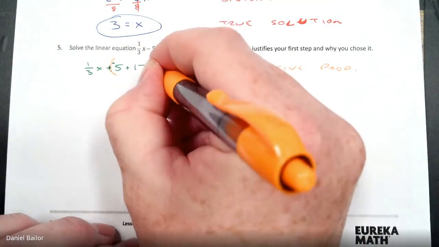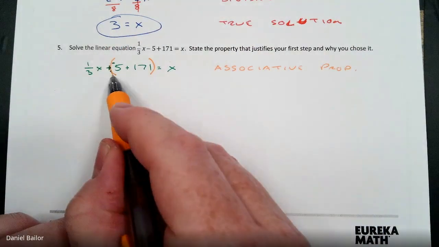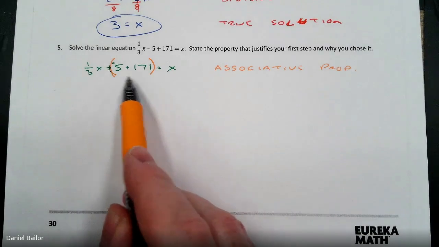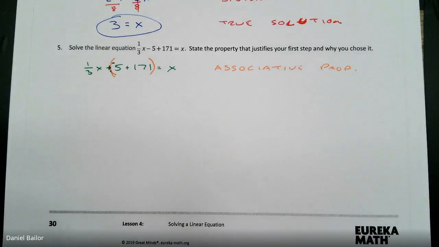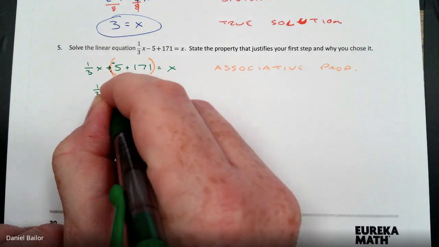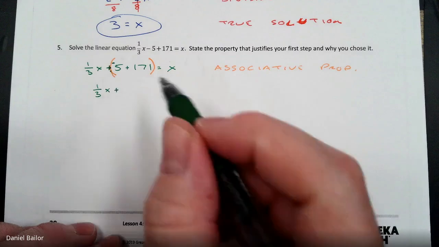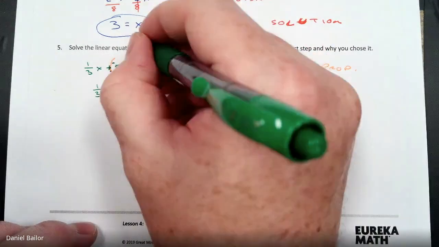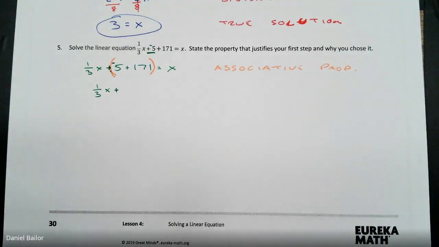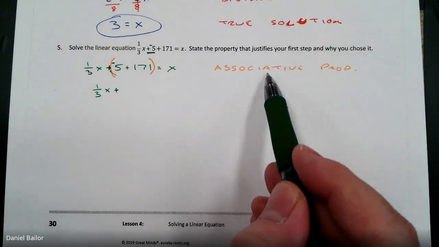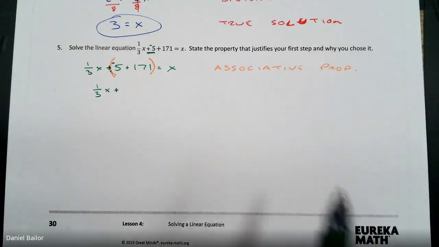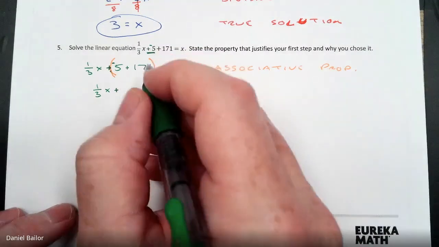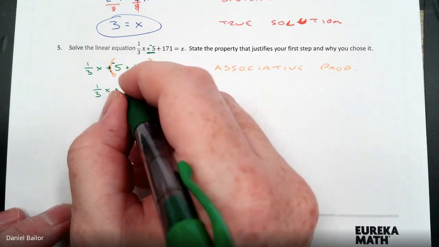I'm going to use the associative property, because it lets me do whatever I want first, and I'm going to do this piece first, the negative 5 plus 171, because I want to combine those first. So I'm going to get 1/3 x plus, now again, I want to remind you this is what I did. I saw that it was minus 5, so I changed it to plus negative 5. You are allowed to do that. You just need to remember what it is. The reason I did that is because I wanted to use the associative property, but it keeps the same thing. So negative 5 plus 171 is the same as 166.